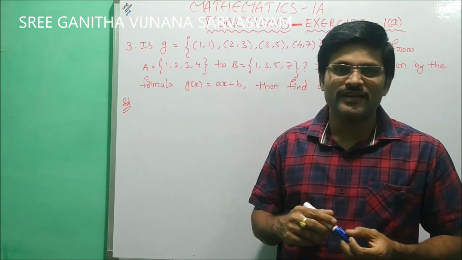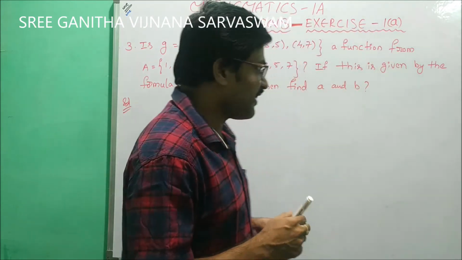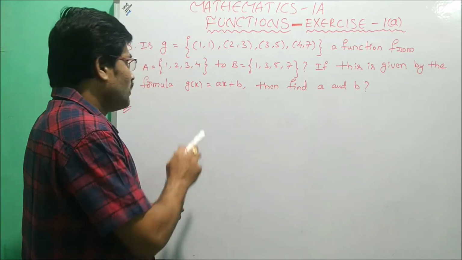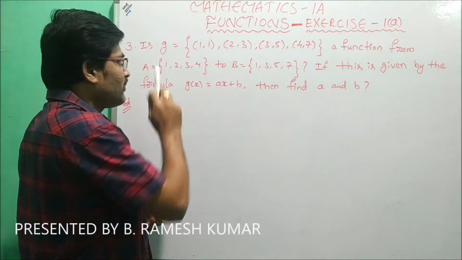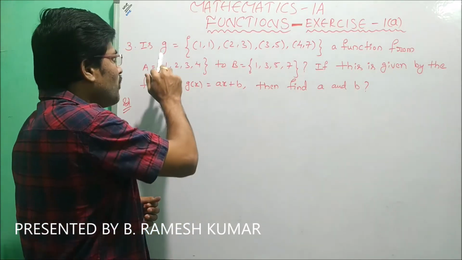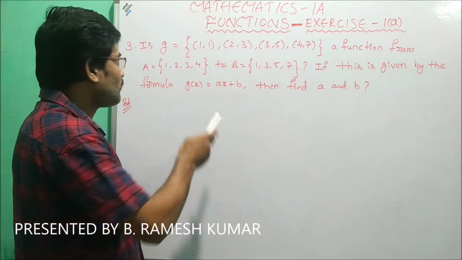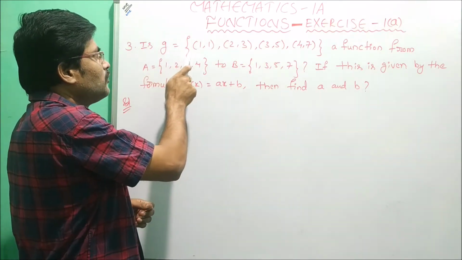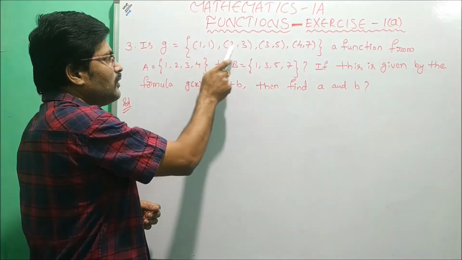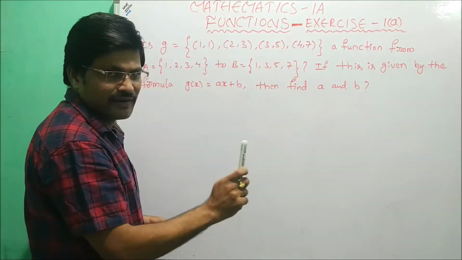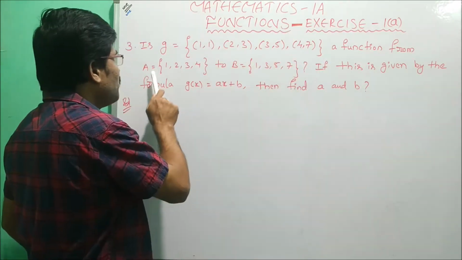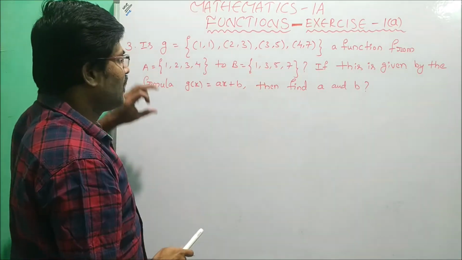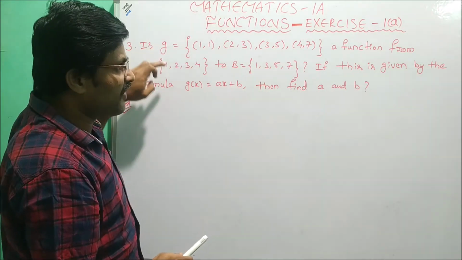This is B Ramesh. Yesterday we discussed the topic functions, exercise 1A. Here we discuss the same topic, second Roman sums. Let us continue. The third one is the relation G equals the set of ordered pairs (1, 1), (2, 3), (3, 5), (4, 7), a function from A = {1, 2, 3, 4} to B = the set {1, 3, 5, 7}. Here we check whether the relation G is a function or not.